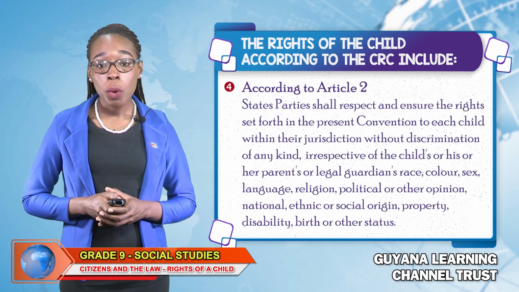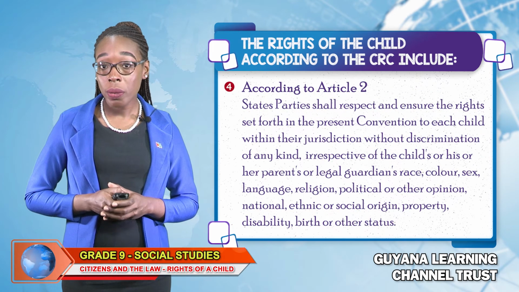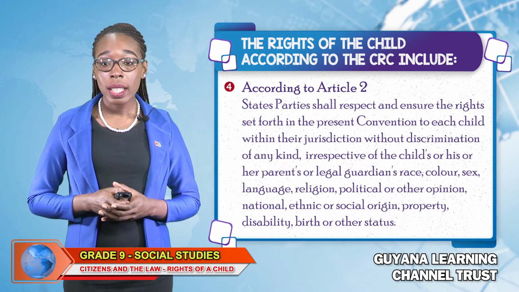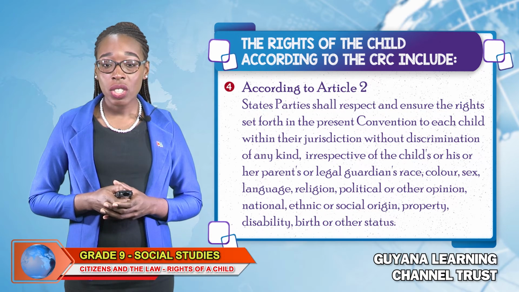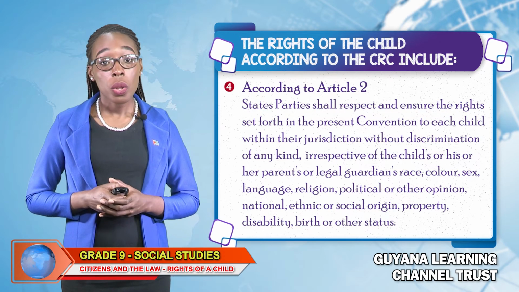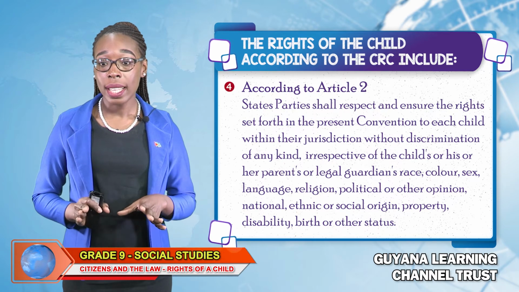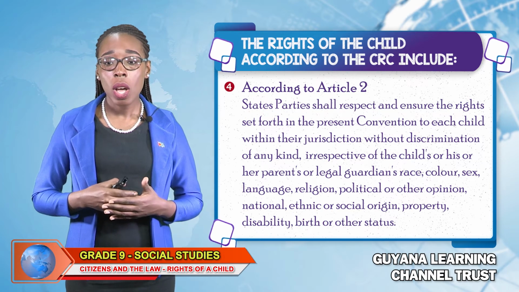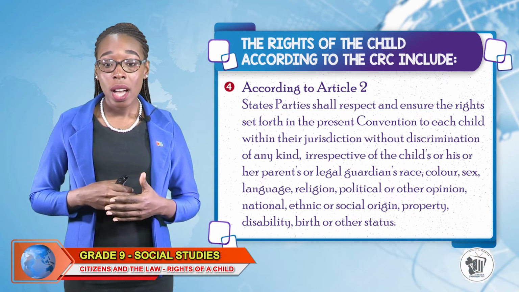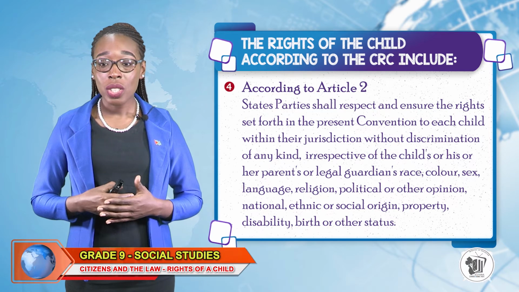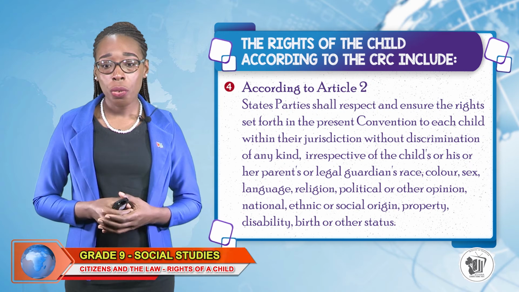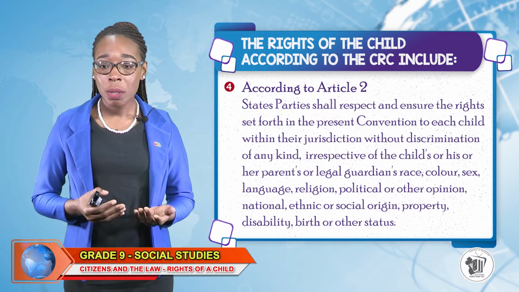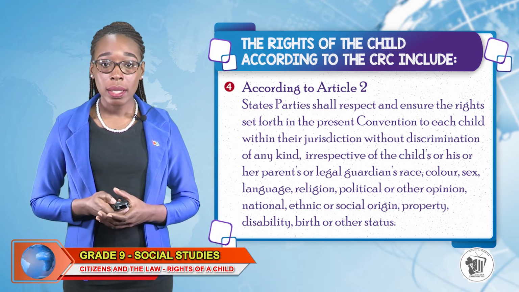And four, according to Article 2 of the Convention, state parties shall respect and ensure the rights set forth in the present convention to each child within their jurisdiction, without discrimination of any kind, irrespective of the child's or his or her parents' or legal guardian's race, color, sex, language, religion, political or other opinion, national, ethnic, or social origin, property, disability, birth, or other status.